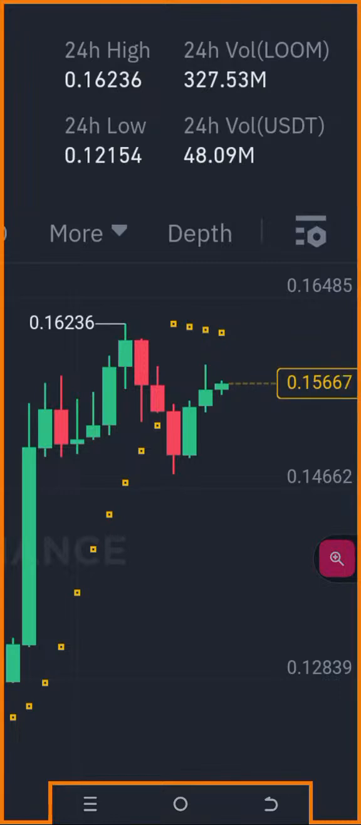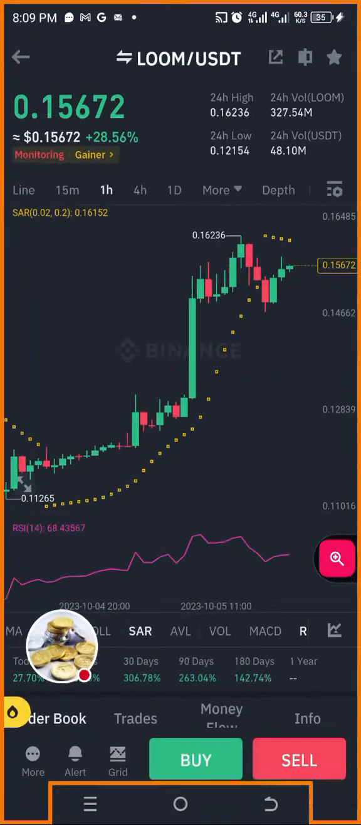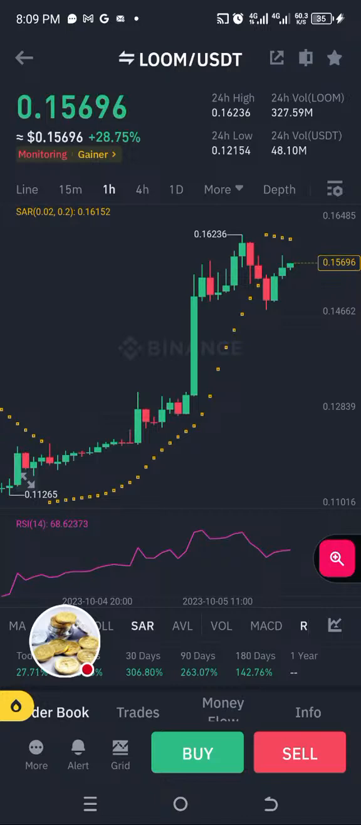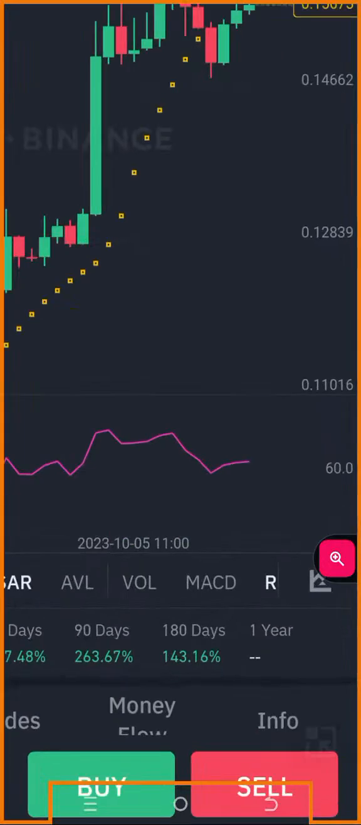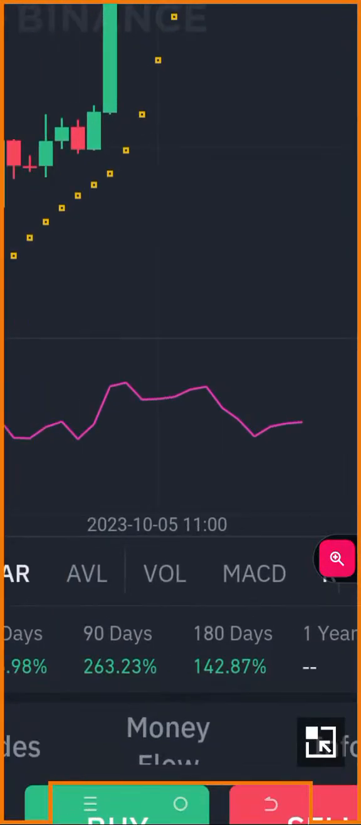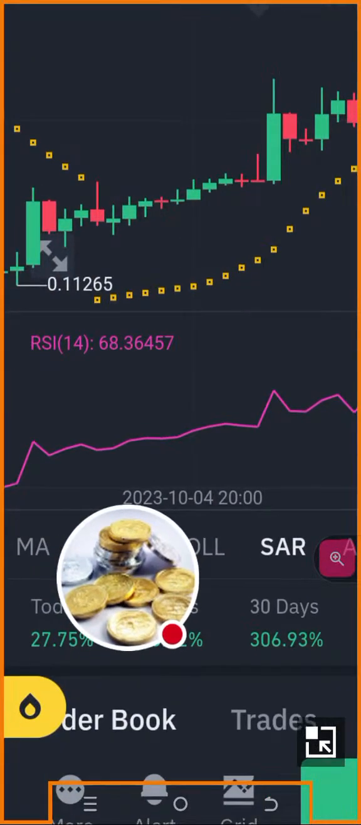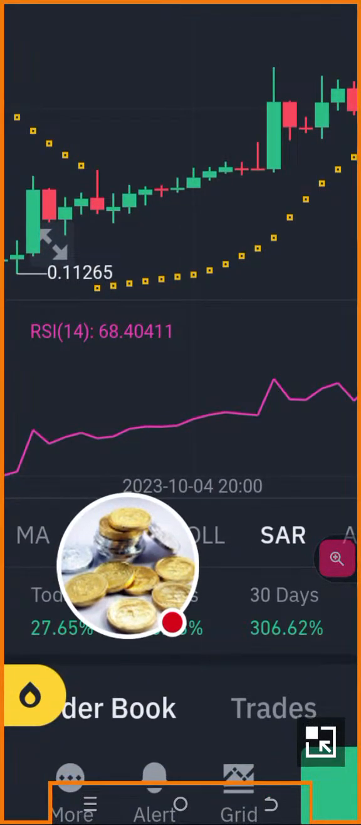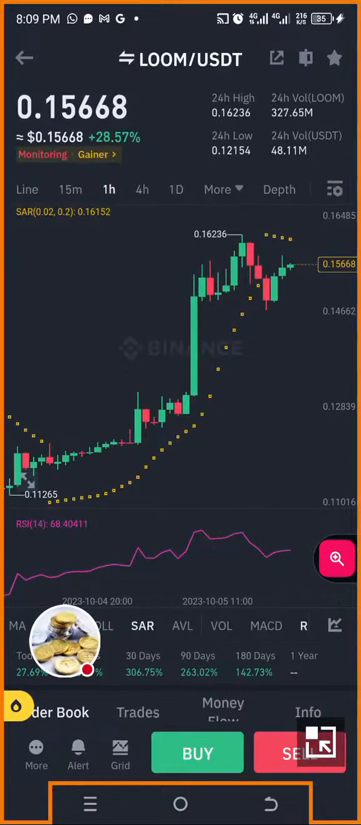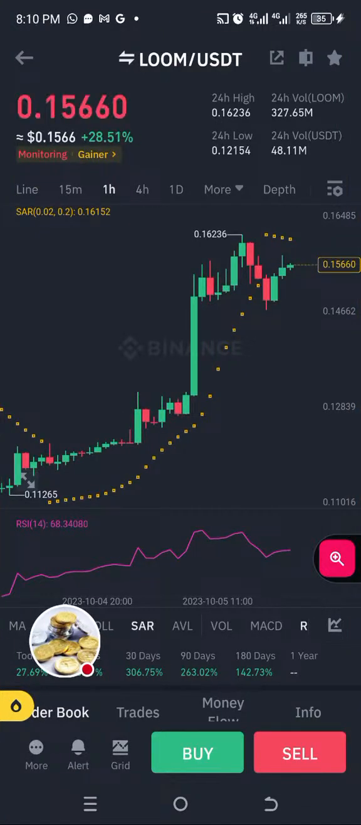But it doesn't mean that it's not in pump mode. It's just that there was a pullback and now it's rising again. So how would I take this trade? First off, I'll look at the parabolic stars, and then I would also look at the RSI. This is the RSI. You can see where it is. I'll just check the level it is right now. It's currently at 68%, which is good, actually. It's in rising mode.